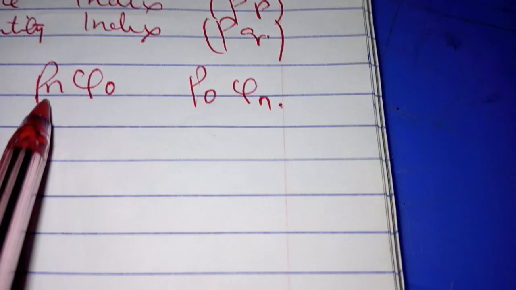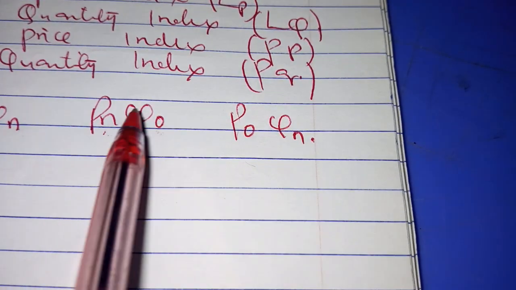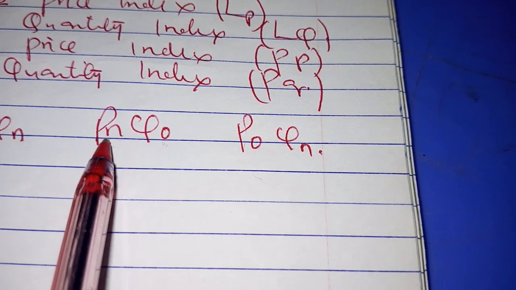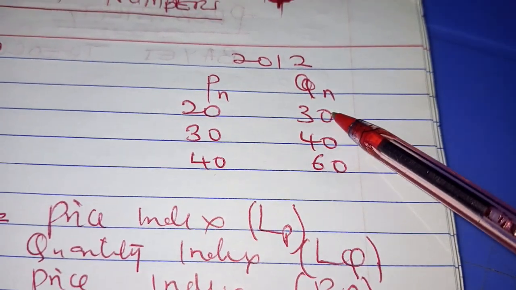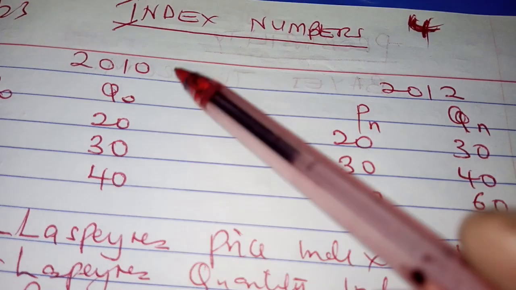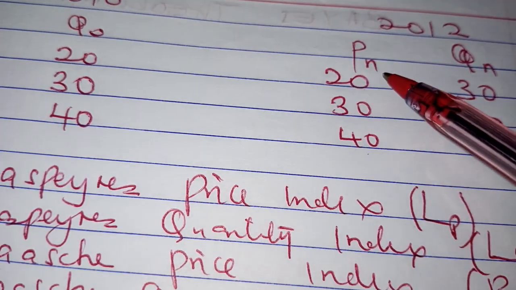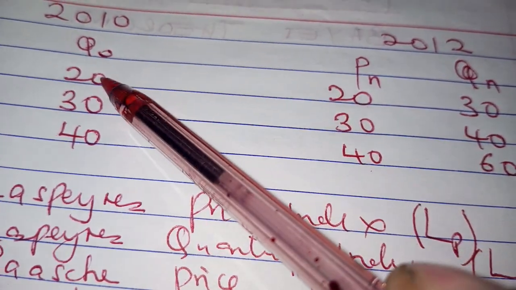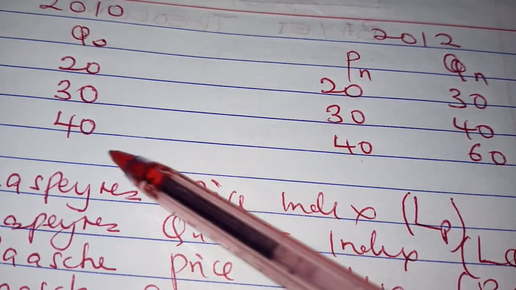Once more, for the third column, PnQ0, we shall have the prices in the nth year multiplied by the quantities in the base year. These are the prices in the nth year, and so the Q0s are here. So in the third column, we shall look at the Pn multiplied by the Q0, again Pn times Q0, and again Pn times Q0.